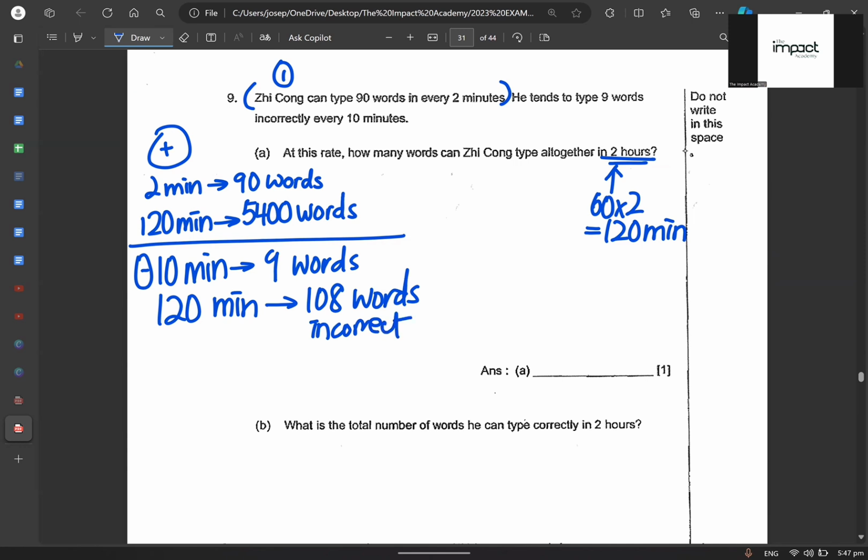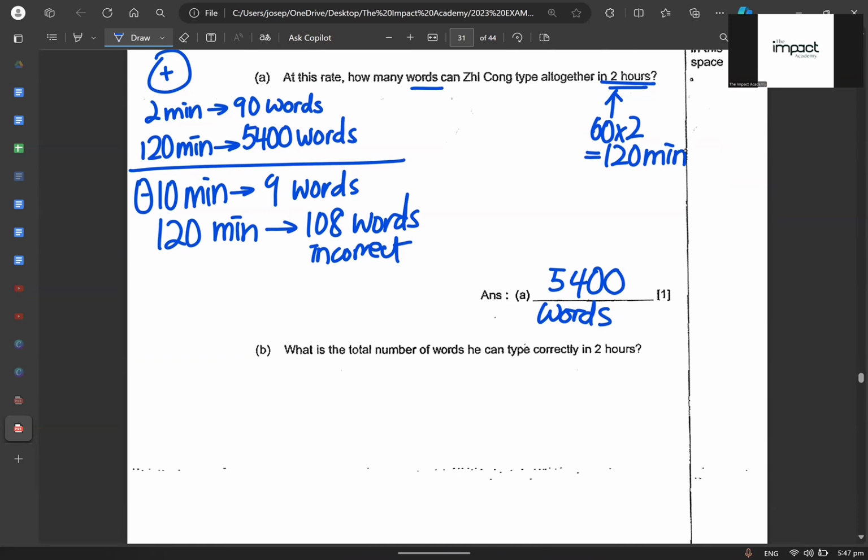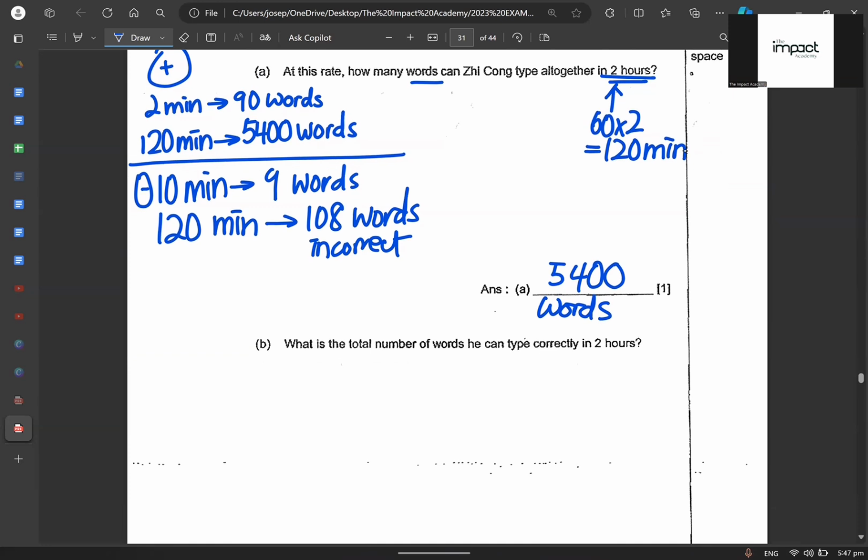Okay, so well, again, from here itself, right, you will basically have to do, what do you have to do now? You have to, at this rate, how many words? The first one is quite easy, right? It's already here, right? 5,400 words, correct or not? Yeah, what is the total number of words that he can type correctly? Yeah, very good. Can you understand or don't understand? Okay. All right, that's the reason why your answer. So I write down 5400, you minus away the 108 that you typed wrongly, okay? 5292.